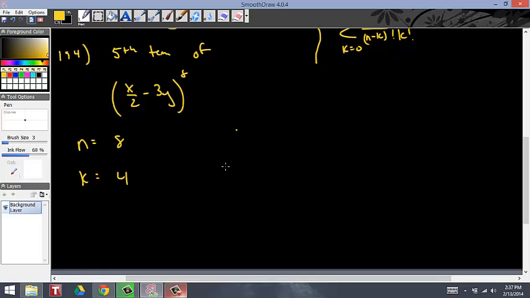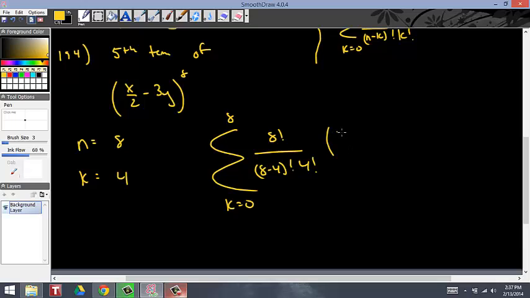Okay. Let's find the coefficient. So that's from k equals 0 up to 8. 8 factorial over (8 minus 4) factorial, 4 factorial. Now this time it's a little different because x over 2 is the a, so it's going to be (x over 2) to the 4th, and then (negative 3y) to the 4th.